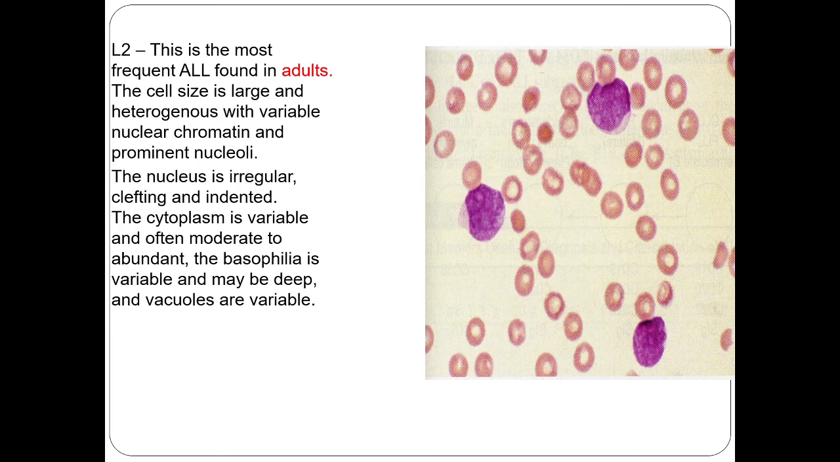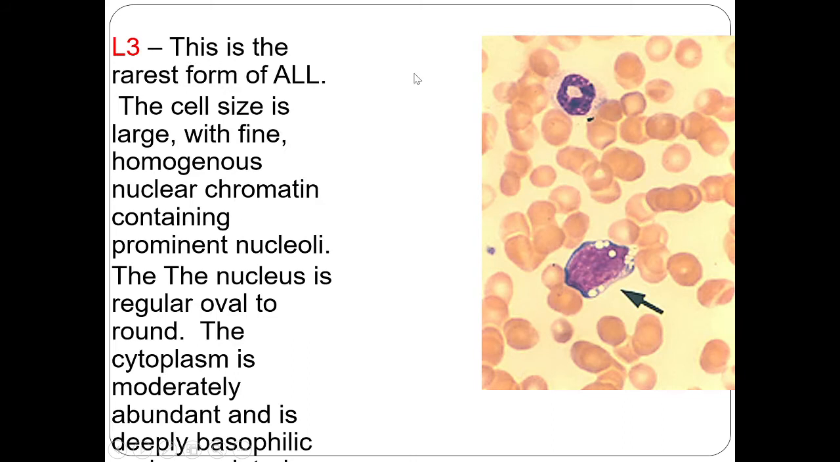L2 is the most frequent ALL found in adults. The cell size is large and heterogeneous with variable nuclear chromatin and prominent nucleoli. The nucleus is irregular, clefting and indented. The cytoplasm is variable and often moderate to abundant. The basophilia is variable and may be deep, and vacuoles are variable.